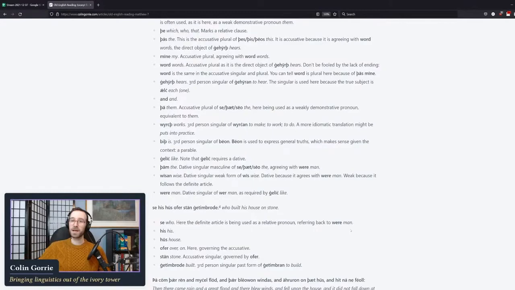Oftentimes in present day English, this ye prefix will just drop off, and so there'll be no trace of it remaining. In some cases, there's a schwa at the start of the word when you have a historic ye, but let's just put that aside. Most of the time you will lose the ye, and it will just not show up at all.